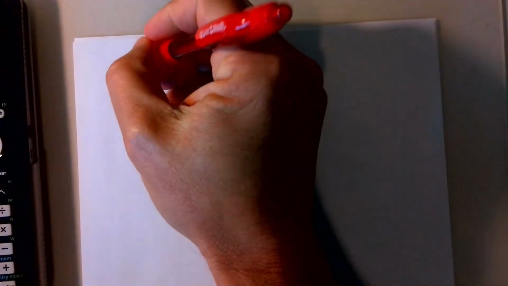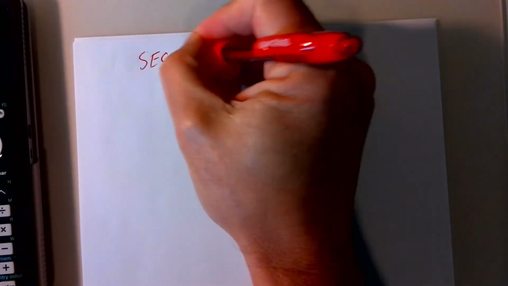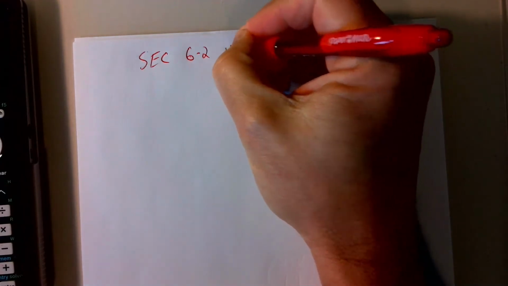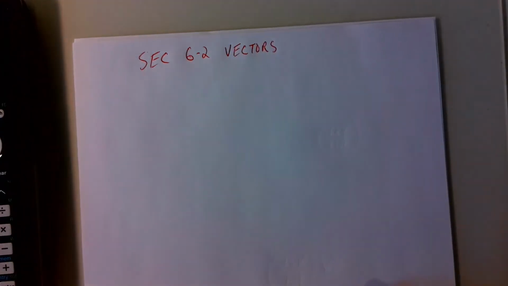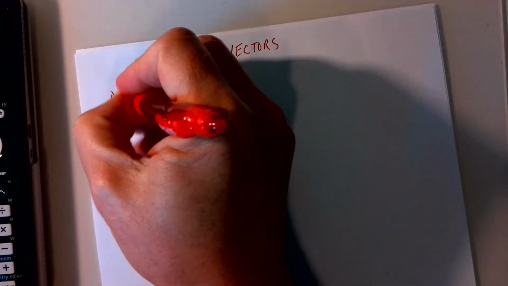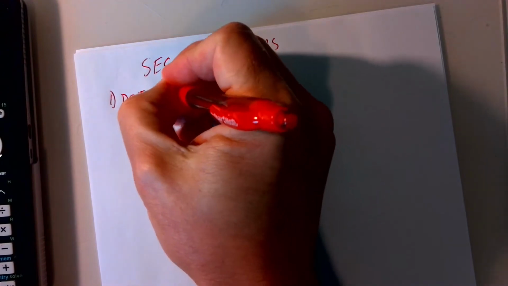Okay, everybody, so this video is for section 6-2 from the pre-calc book. It's a lot on vectors again, and there are about 4 or 5 different topics that we're going to try and cover today in this. So the first one that we're going to do, we're going to talk about something called the dot product.